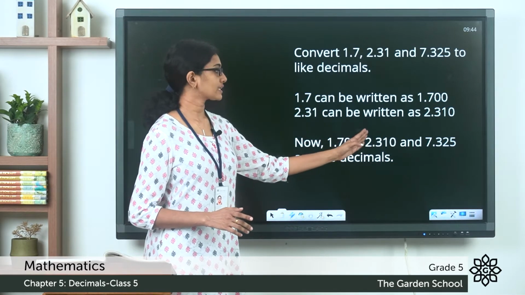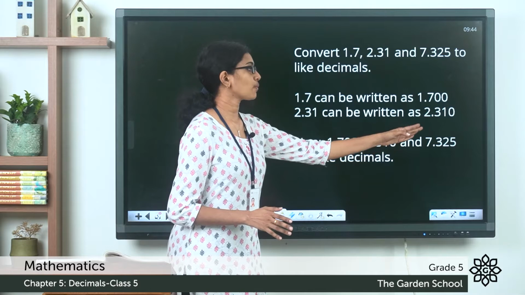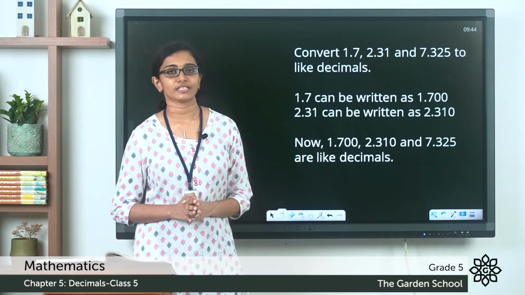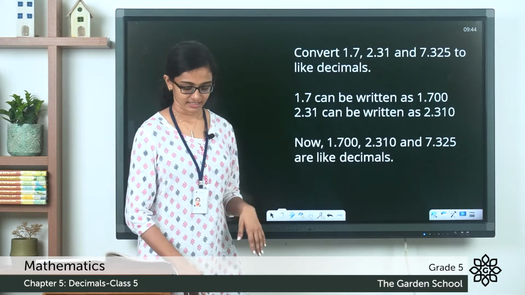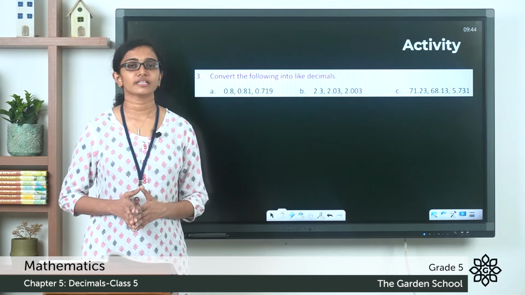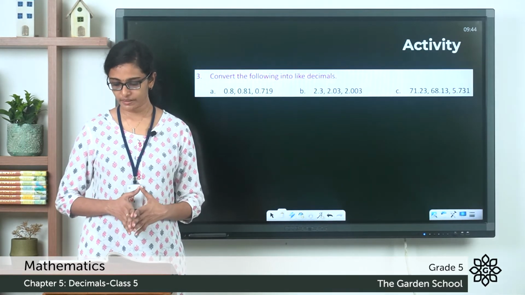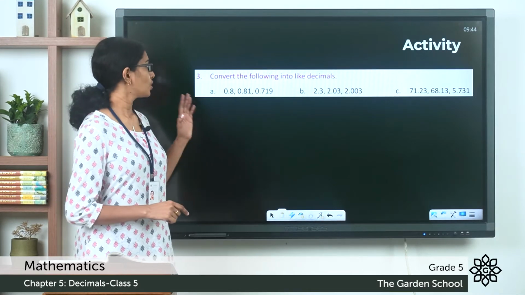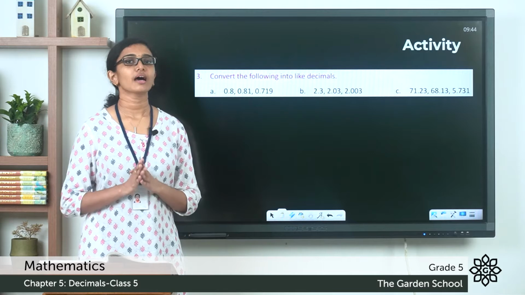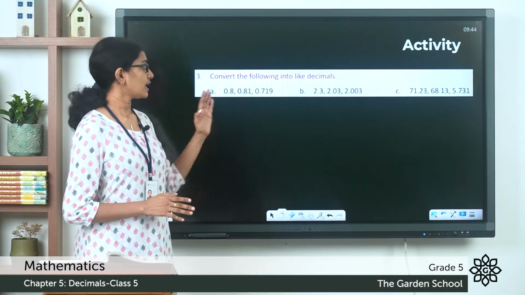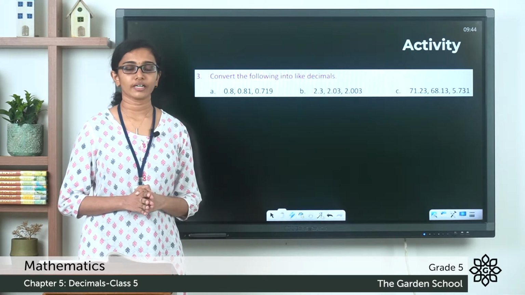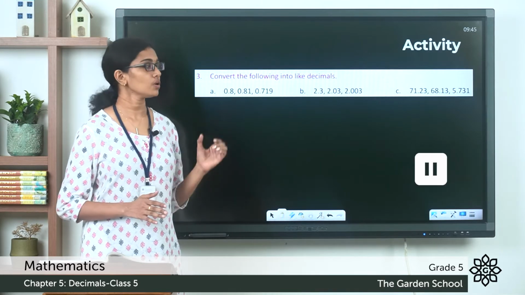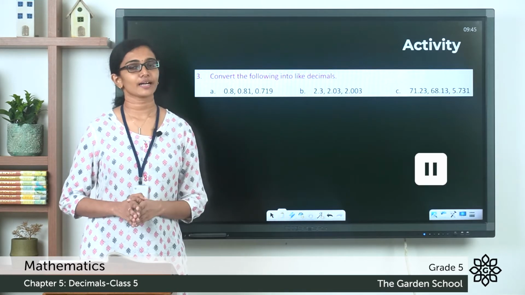1.700, 2.310 and 7.325. Now they have become like decimals. Clear? We'll do an activity now. This is from your textbook, page number 85, question number 3 of exercise 5.2. Convert the following into like decimals. There are 3 sets of questions given here. We can do this as an activity now. So please pause the video, finish the activity and come back.